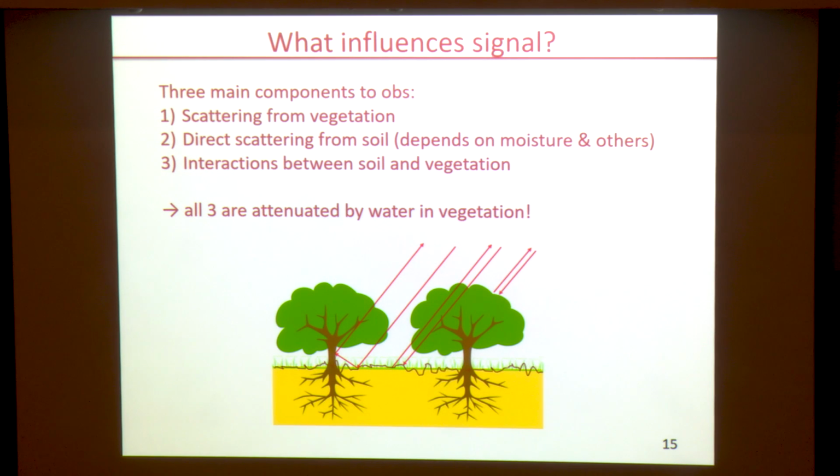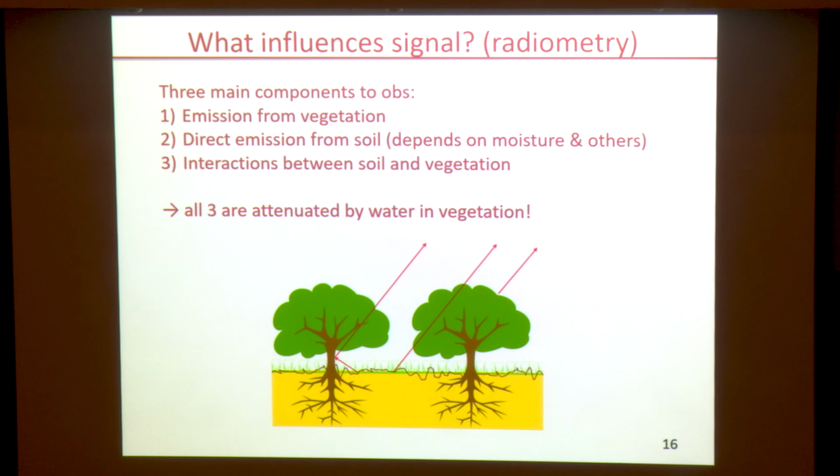That scattering depends on soil moisture, which is why a lot of these sensors, at least on the land side, have been developed for the sake of measuring soil moisture more accurately. And then you get these interaction terms as well. And the nice thing is, every single one of these three terms is attenuated and affected by the vegetation in a manner that depends on the water content. And that's true for radar, as you see in this schematic. But you can imagine for radiometry, it's a very similar concept. Just basically subtract one of the terms for simplicity to first order.